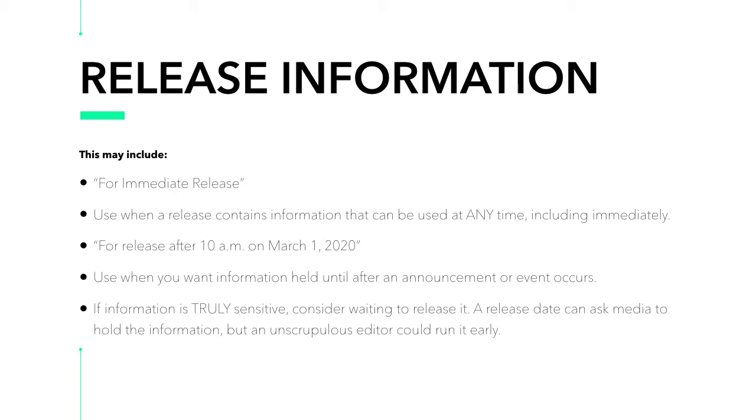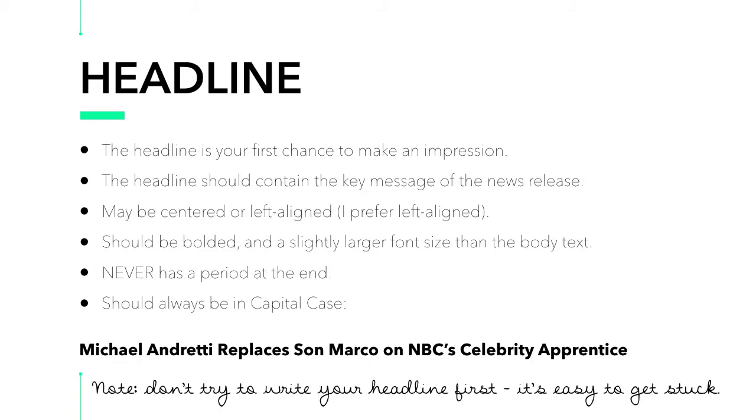There's no guarantee an unscrupulous editor wouldn't run something that you intended for release after a certain date. So that release information goes at the top, either right above or right below the contact information, depending on the kind of layout you're using. The next important item for your news release is the headline.